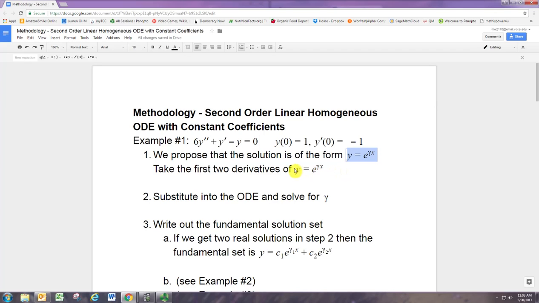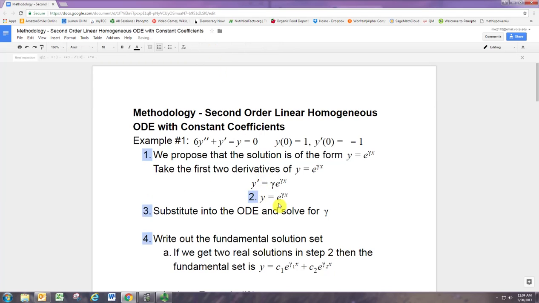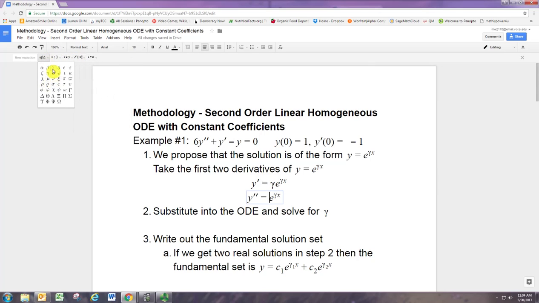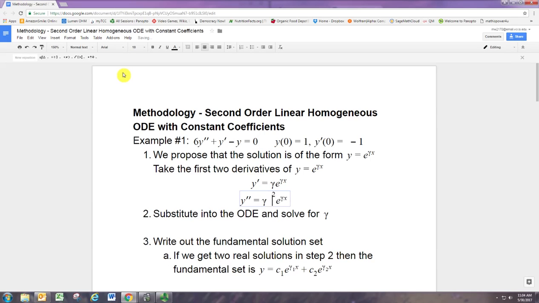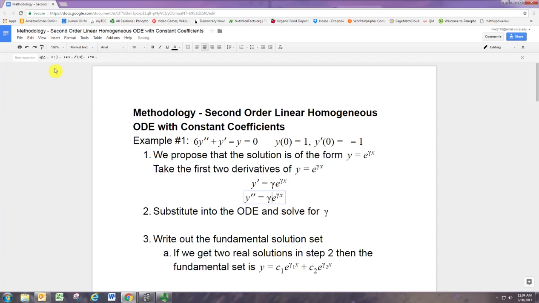In order to substitute into the ODE, we need the derivatives of this function. So let's take the first derivative. The derivative of an exponential, you'll just get the gamma out front. And with the second derivative, we will get another gamma out front, so it'll be gamma squared. So we've got expressions for y prime and y double prime. We're now going to substitute those into the ODE.